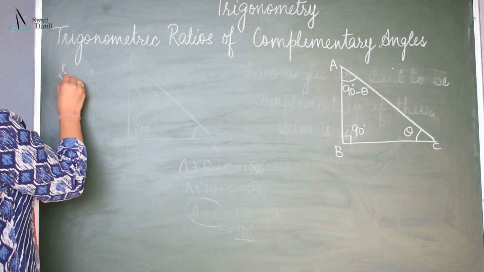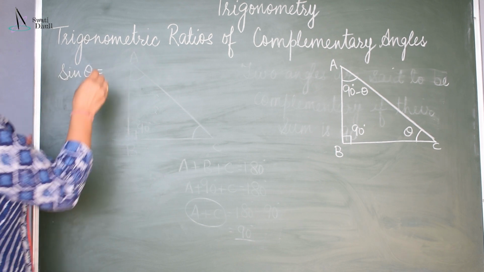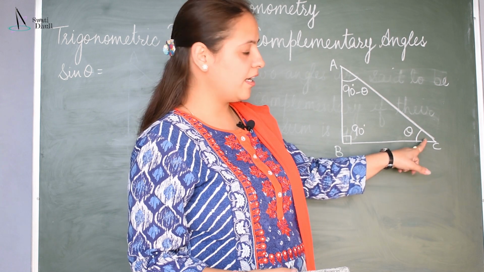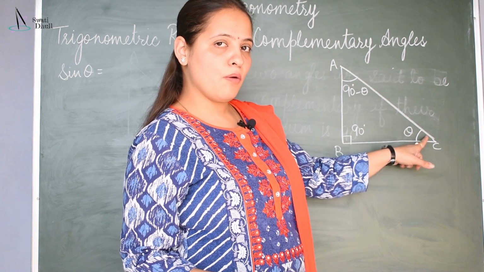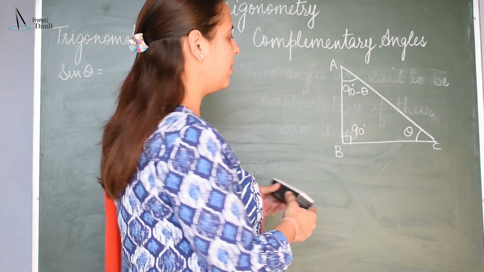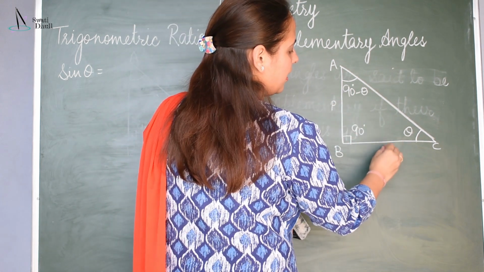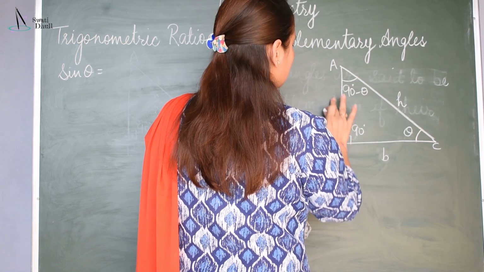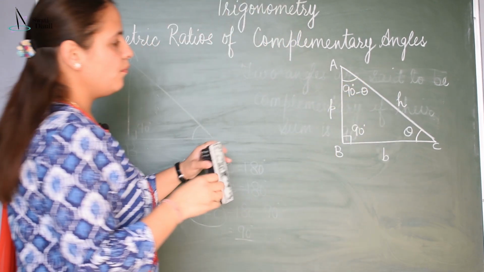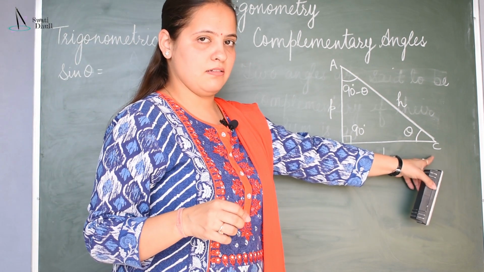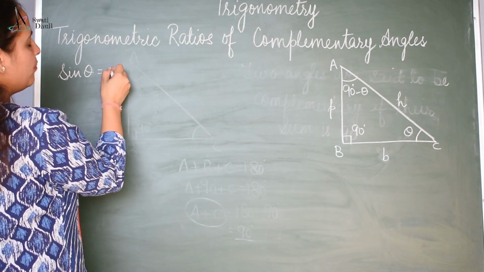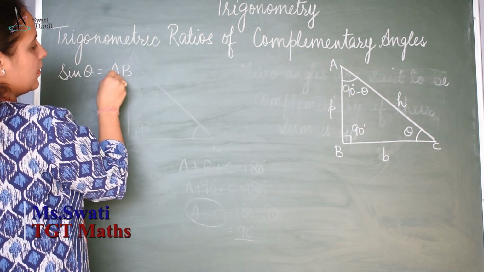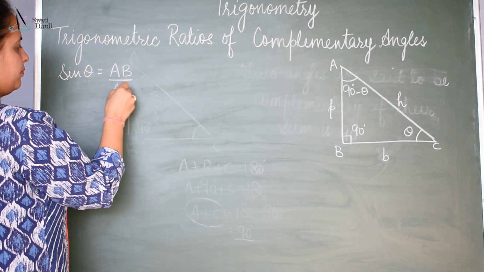See, if I find sine theta, what is sine theta? That is perpendicular upon hypotenuse, and perpendicular will be the side opposite to this angle C. So this will become perpendicular, this will become base and this will become hypotenuse. Let us denote it by small letters. So for this angle theta, sine theta will be perpendicular upon hypotenuse, so it will be AB by AC.